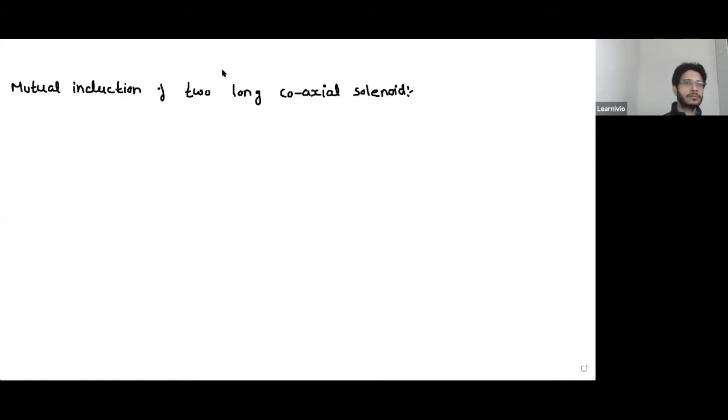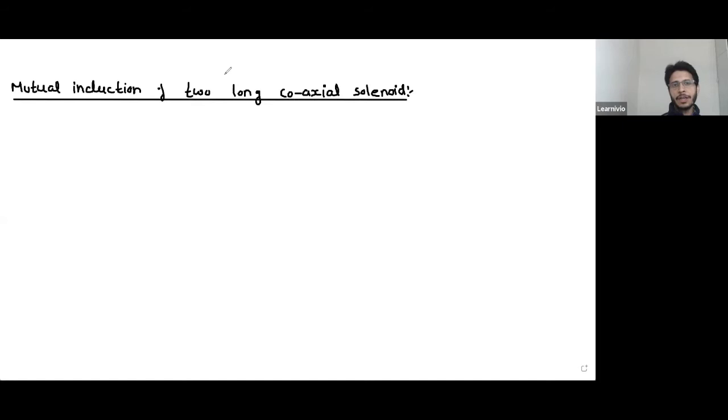The next is you're supposed to calculate mutual induction. Next, you need mutual induction of two long coaxial solenoids. So it's mutual induction of two long coaxial solenoids.